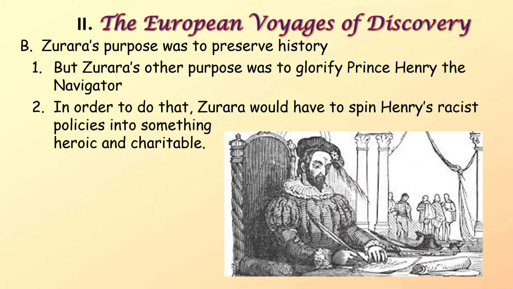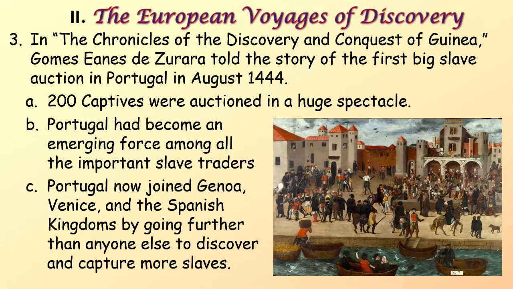Zurara's purpose was to preserve history, but Zurara's other purpose was to glorify Prince Henry the Navigator. And in order to do that, Zurara would have to spin Henry's racist policies into something heroic and charitable. In the Chronicles of the Discovery and Conquest of Guinea, Zurara told the story of the first big slave auction in Portugal in August of 1444. 200 captives were auctioned in a huge spectacle.